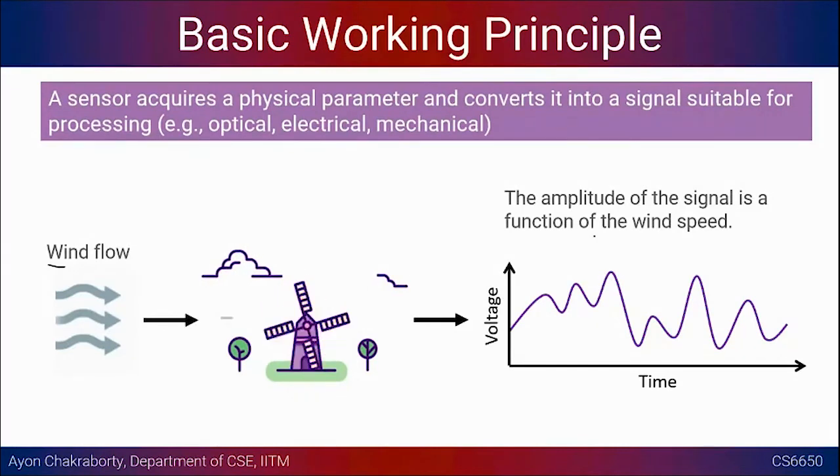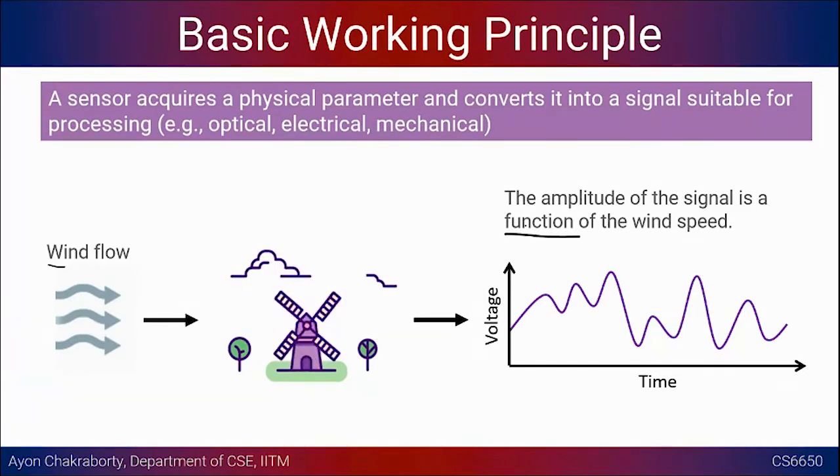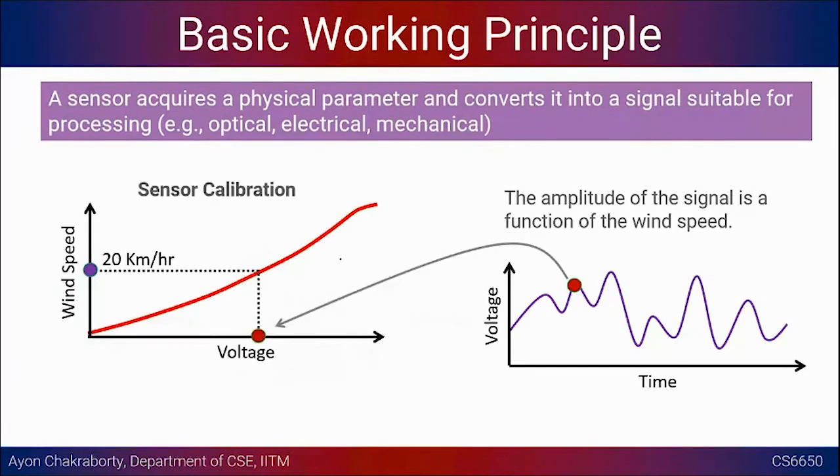But we have no idea how this voltage relates to the wind flow. We know that there is a function present, that the amplitude of the signal depends on the wind speed, but we don't know what that function is, because there is no universal function that gives it. It is also a function of your device or the sensor. So this is the characteristic of the sensor: how much wind energy is converted to what kind of voltage amplitude. And for that we have to do something known as sensor calibration.